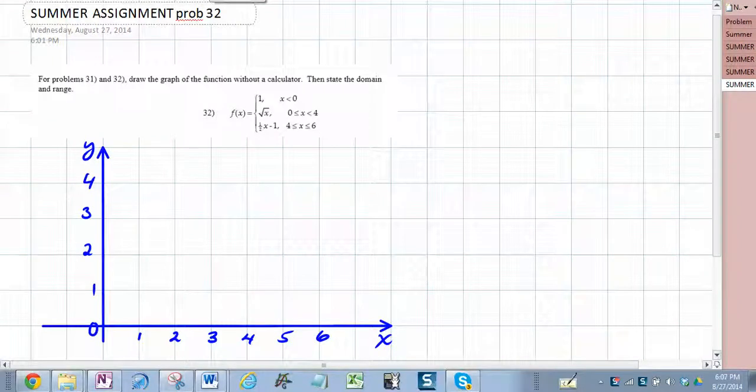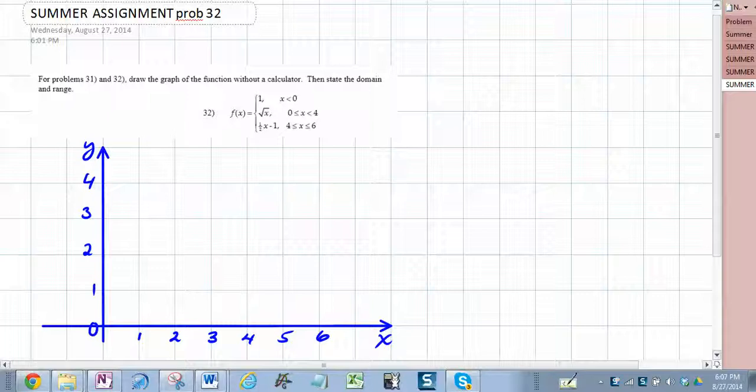Graphing piecewise defined functions, problem 32 of the summer assignment. Graphing piecewise defined functions is not really as hard or as intimidating as it might look. You just need to take each step at a time.